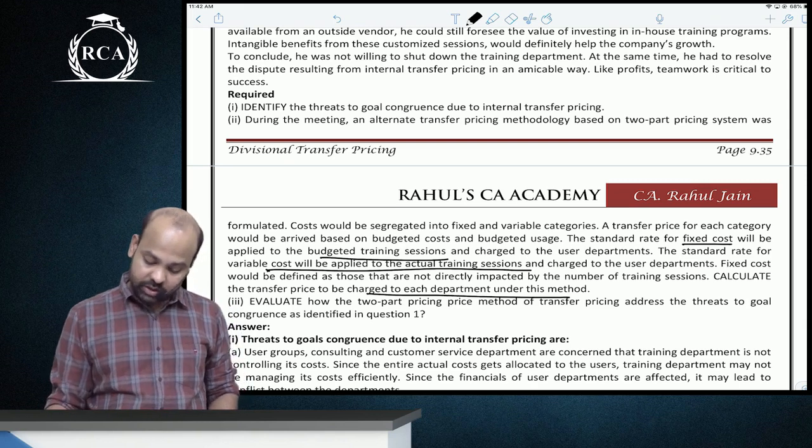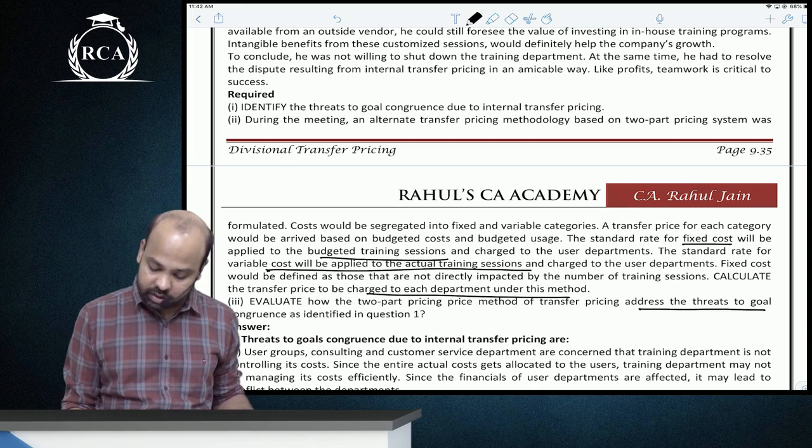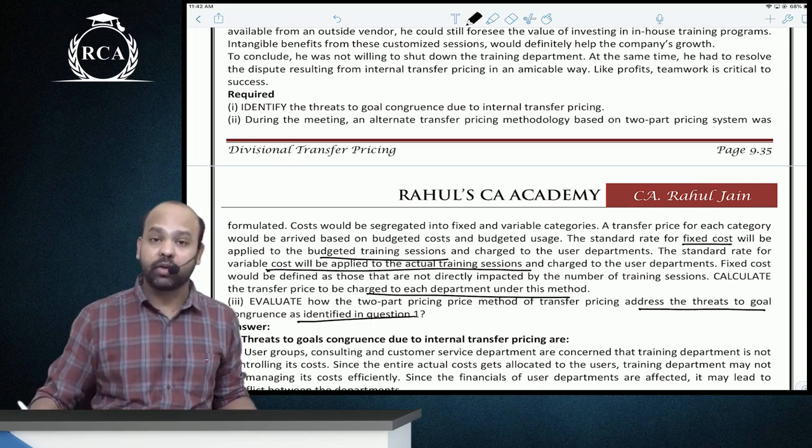Transfer price to be charged to each department. Evaluate how the two-part transfer pricing method addresses the threats to goal congruence as identified in question number 1.